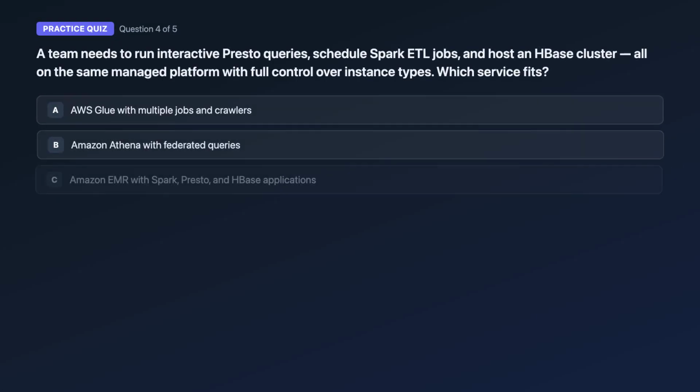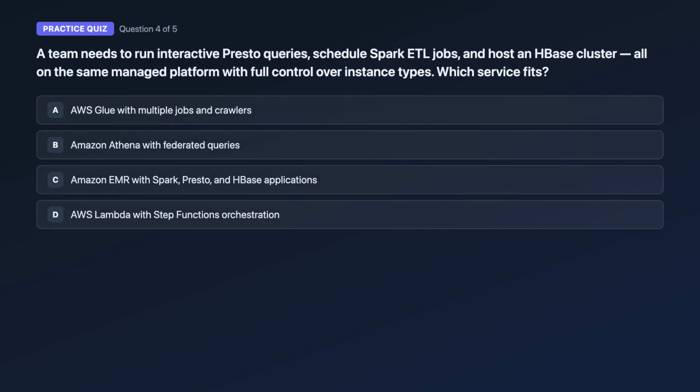Question 4. A team needs to run interactive Presto queries, schedule Spark ETL jobs, and host an HBase cluster, all on the same managed platform with full control over instance types. Which service fits? Is it A, Glue with multiple jobs and crawlers? B, Athena with federated queries? C, EMR with Spark, Presto, and HBase applications? Or D, Lambda with Step Functions orchestration?